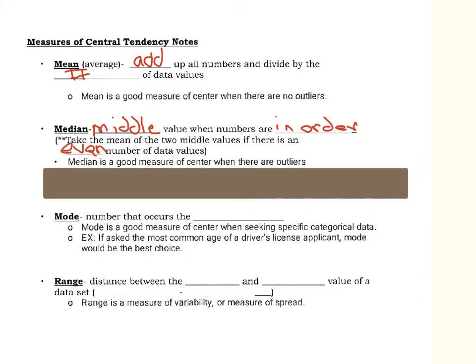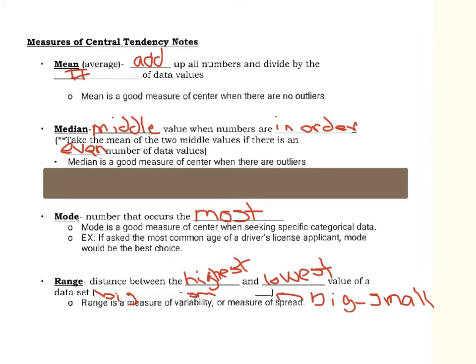Mode is the number that occurs the most. Mode is a good number to calculate when seeking specific categorical data. So for example, if you want the most common age of a driver's license applicant, that would be a good time to calculate the mode, if you're looking for something that is the most common or most typical.